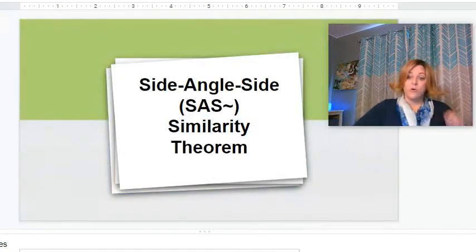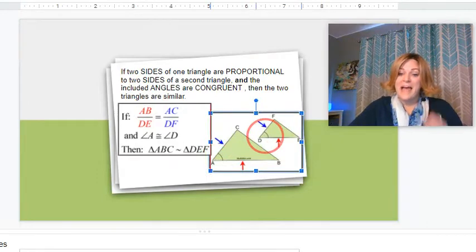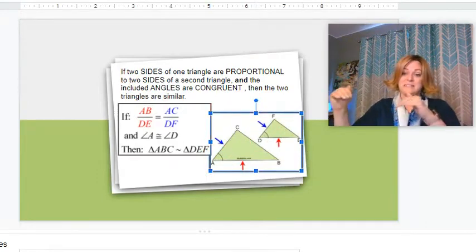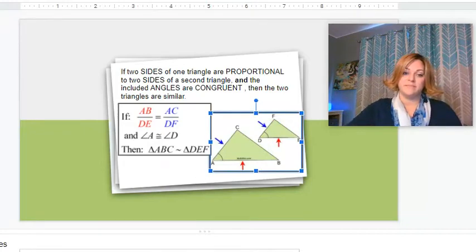Side, angle, side. Order matters. So you not only have 2 sides that are proportional, the angle in between them has to be congruent. So it's sides that are proportional and the angle in between will be congruent.